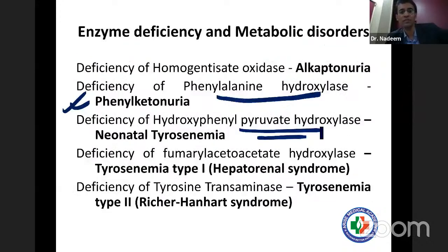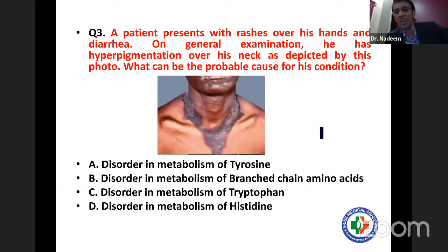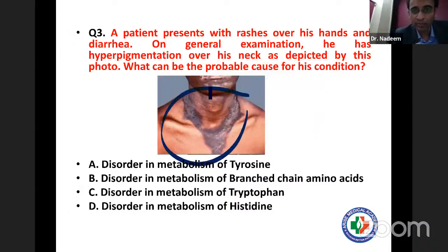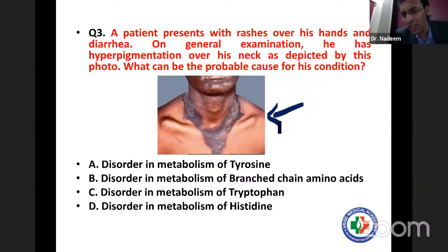Next question. A patient presents with rashes over his hands and diarrhea. On general examination, he has hyperpigmentation over his neck as depicted by this photo. I'm talking about this one. What can be the probable cause for this condition? This photo is so famous that most of you would have diagnosed the case just after seeing the picture, even without the clinical scenario. So what is the diagnosis here? Please tell me.